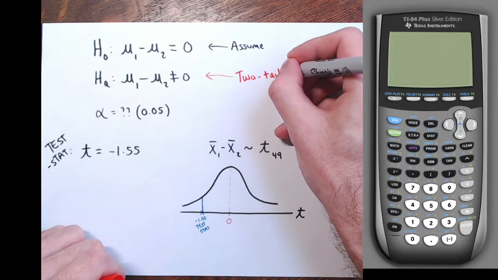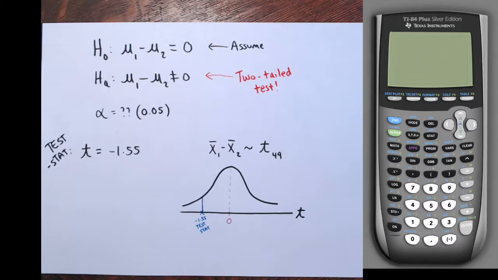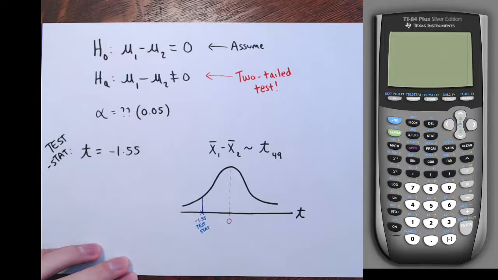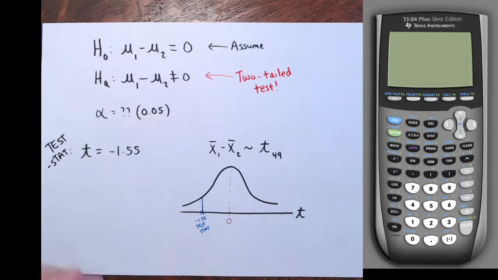And what kind of a test you have, right, determines how to calculate the p-value. Now, if it were just less than 0, this alternative hypothesis, it would just be a left-tailed test, and the p-value would simply be the area to the left of my test statistic. If it were greater than 0, it would be a right-tailed test, and the p-value would be the area to the right of my test statistic. But the not equal to is the two-tailed test, and I did this in the first video on this objective as well.